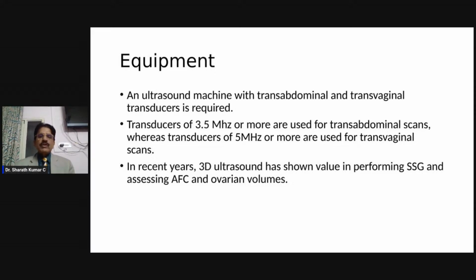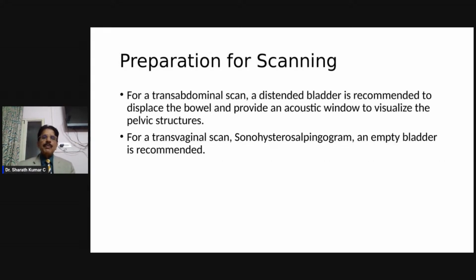And equipment used is, of course, ultrasound equipment. But the only thing is the transducers are of higher megahertz, that is more than 3.5 to 5. Nowadays, even 7.5 and 10 megahertz transvaginal probes are also available. Even right now, 3D scan and color Doppler scannings have also come to the market.